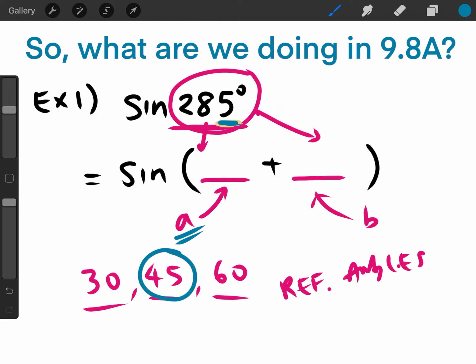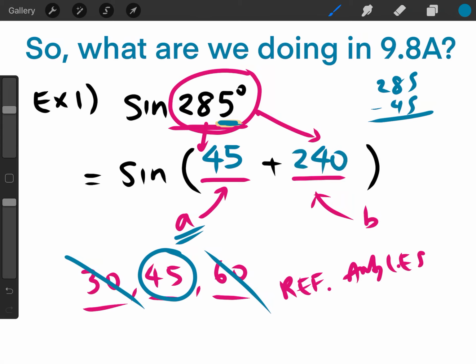So this is how you do it. Regardless of how big the number is, whenever you see a 5 in the unit digit of the degree they gave you, and guess what, all the problems you're going to get have a 5 as the unit digit, the first angle, I'll call it angle A, you're going to use 45 degrees. Don't worry about 30 and 60. Use 45 degrees.